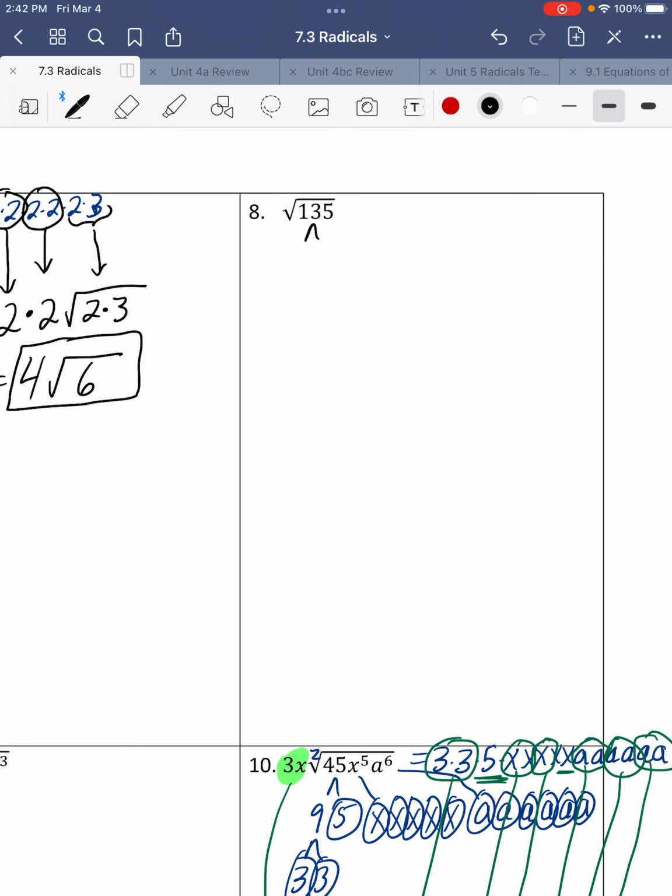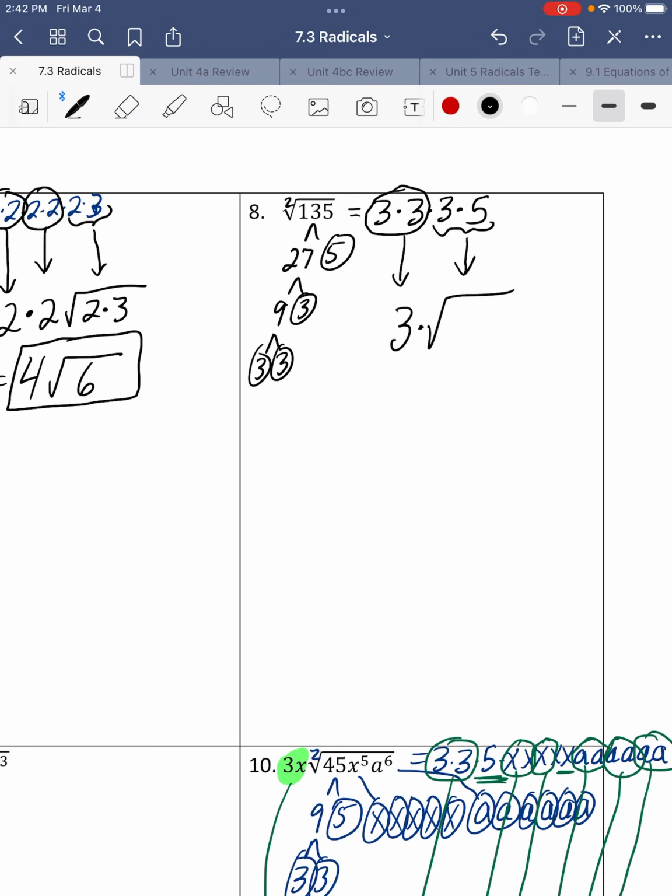And number 8, we have 135. Let's break that down as 27 and 5. 27 is 9 and 3, and 3 and 3. I'll write it out horizontally so I can visually see this. 3 times 3 times 5. It is a square root again, so we're only looking for pairs. We can only make the one pair. So 3 times the square root of 3 times 5 stays underneath. Outside, there's nothing to multiply together. Inside, we have 3 times 5 is 15. There's our final answer.